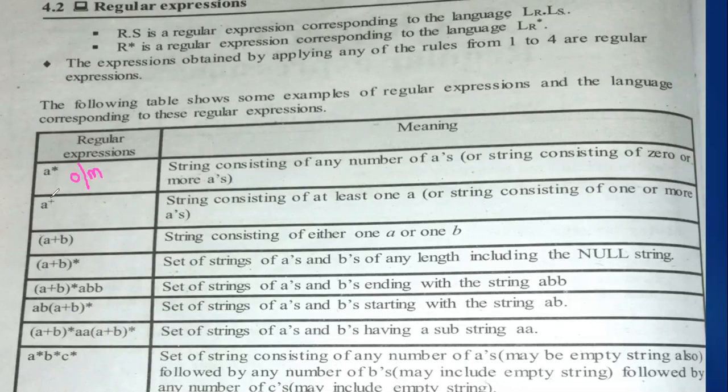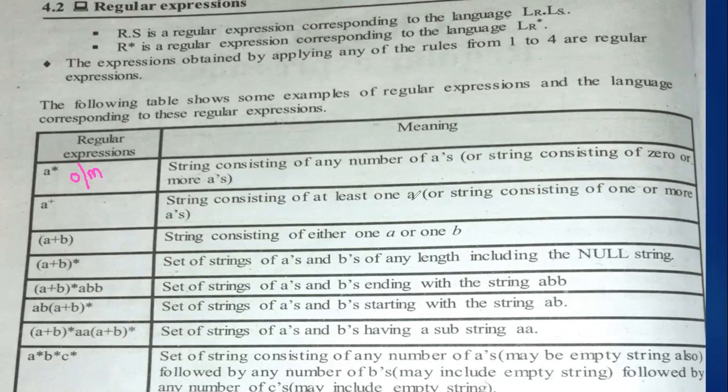I told you, if we are having a plus as a power, it indicates one or more. Remember the difference between star and plus. Star represents zero or more, plus represents one or more. A string consisting of at least one A. So A to the power of plus means one or more times. If they ask for a string consisting of one or more A's, then A to the power of plus is the answer.